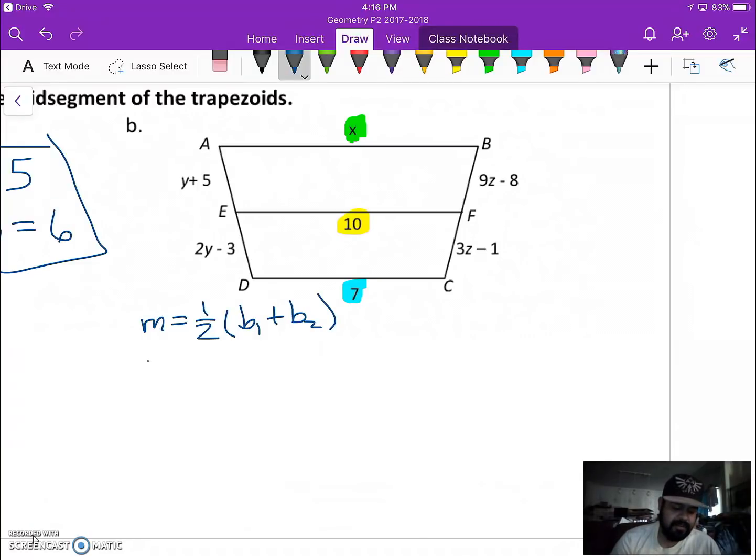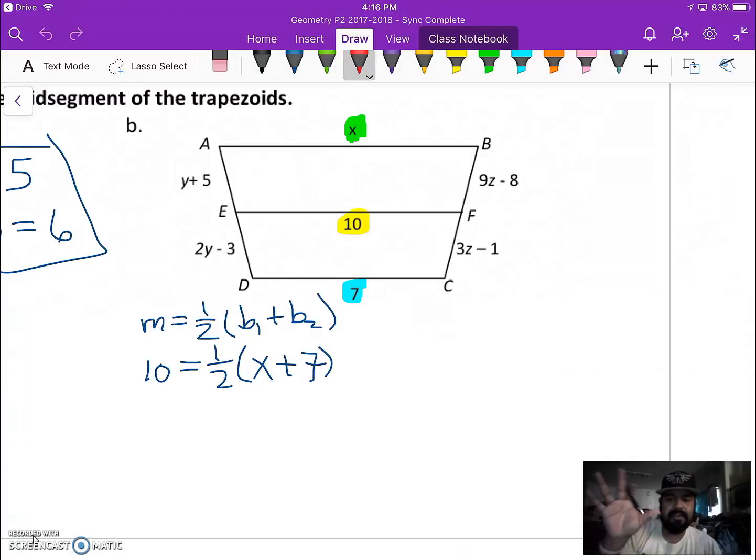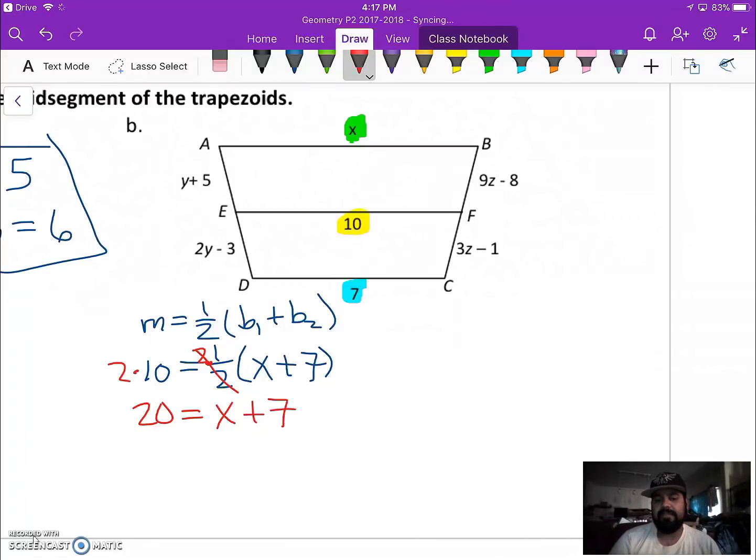But now I'm going to put the 10 where M is. For base 1, I'm going to put the top one, which is my x, and the bottom one is going to be my 7. Now, something you may or may not remember from your Algebra 1 class is when you have a fraction in front of a parentheses, you can multiply by the reciprocal so that you can get what's left inside of the parentheses as a single line equation. So in this case here, I can multiply this side by 2. And again, whatever you do to one side, you've got to do to the other. So now you'll have 2 times 10, which is 20. And that's going to equal x plus 7. The parentheses are gone, so now we can just go straight to solving it. And then we get x equals 13.